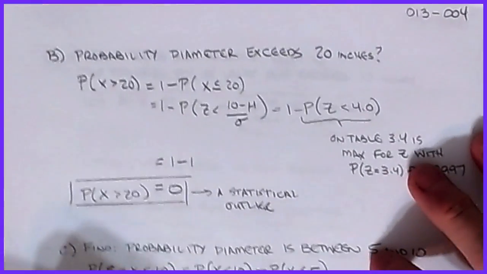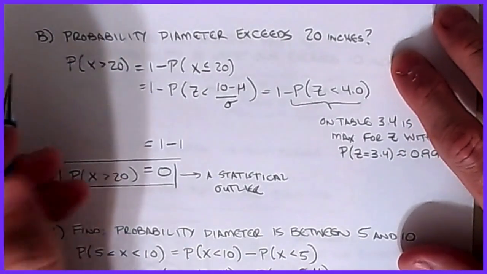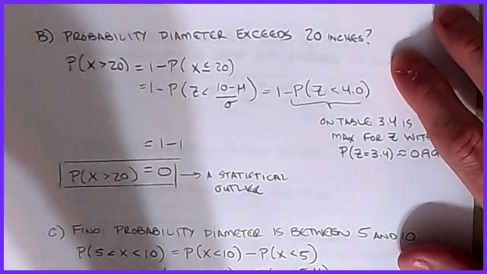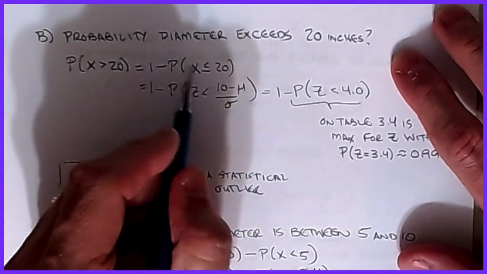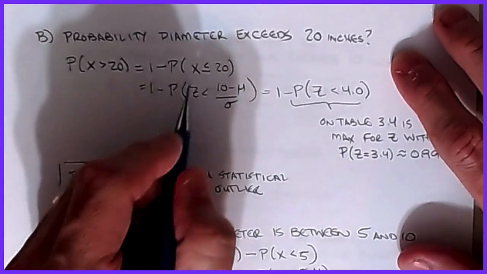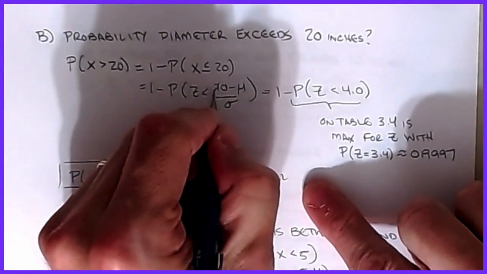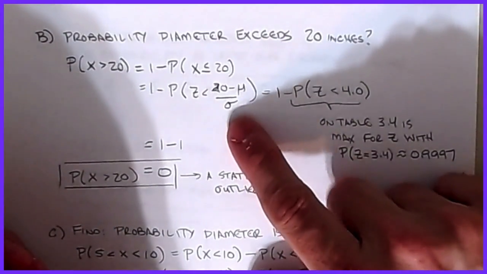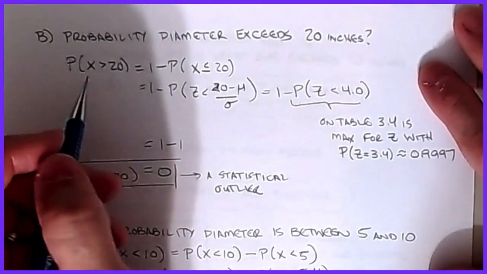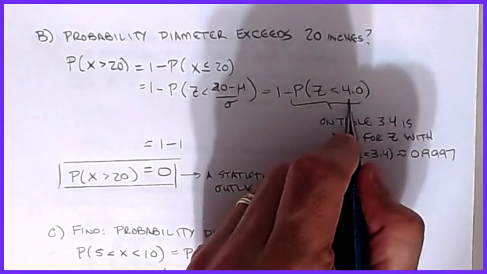Now let's go through and try another one. Let's try: what's the probability that the diameter exceeds 20 inches? Now we're getting a little bigger on this. All I do is play the same game. Probability of x greater than 20. I flip it, 1 minus the probability of x less than or equal to 20. Then I convert from my x to my z. My z should be 20 minus mu over sigma, and if I plug all this math in, this z value ends up being 4.0.